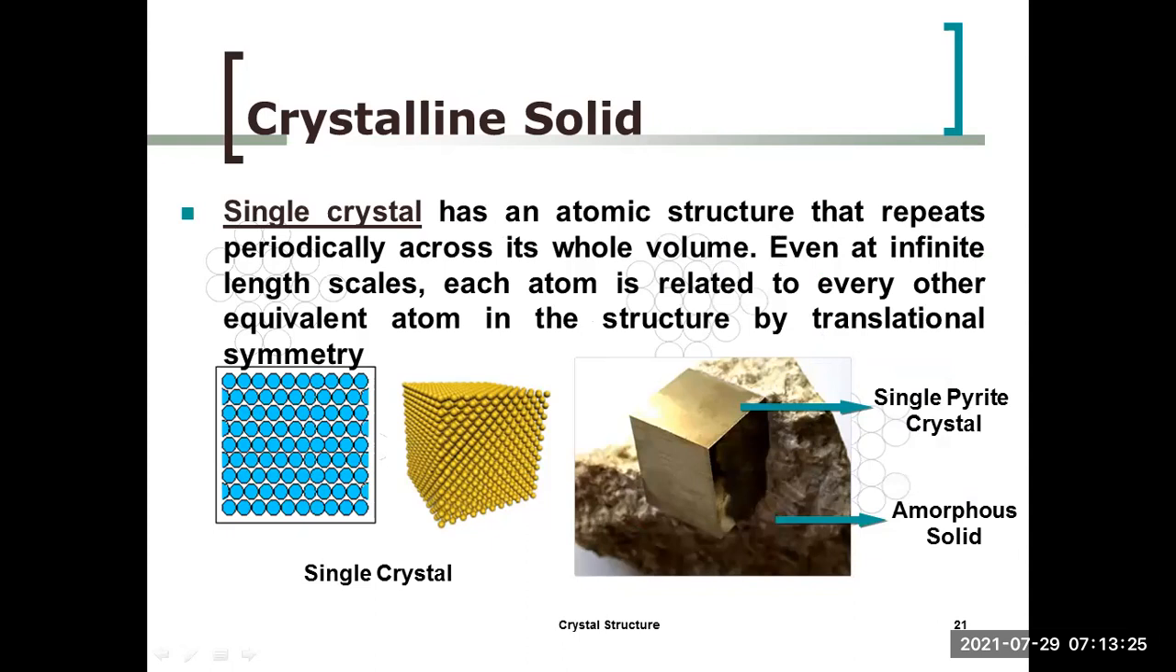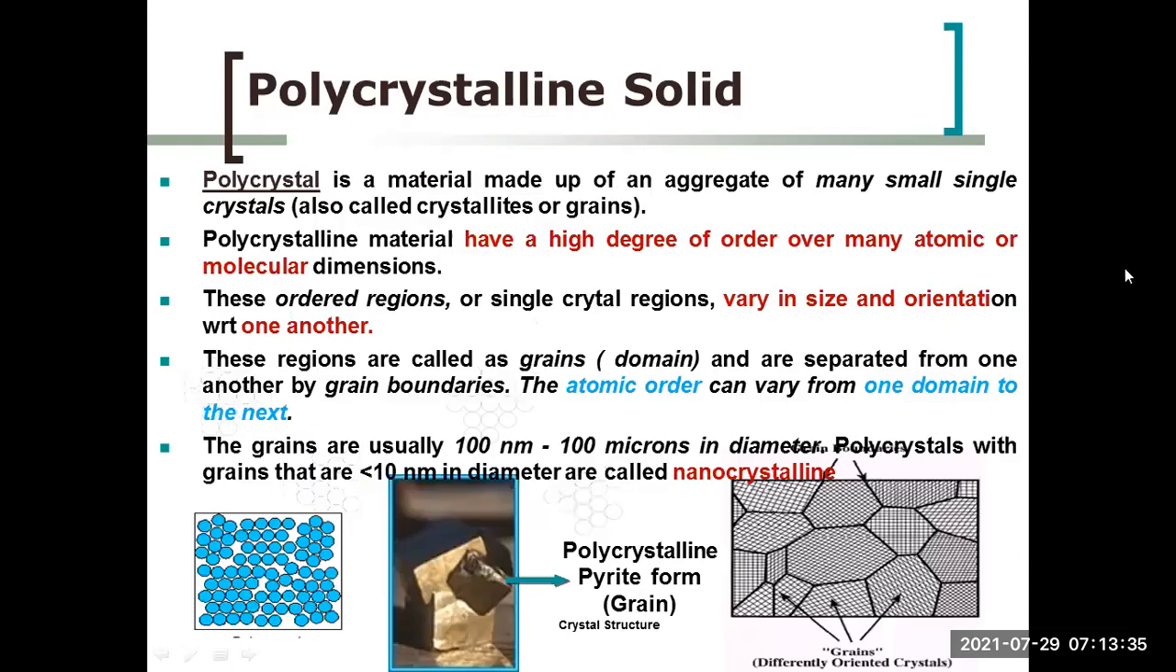It will be there at a particular fixed place along with different materials, and we want to extract that. So we are extracting that. That is the example of a single crystal. And the polycrystal, you can say this polycrystalline solid. This is the pyrite grain form. You can see what a grain actually is.